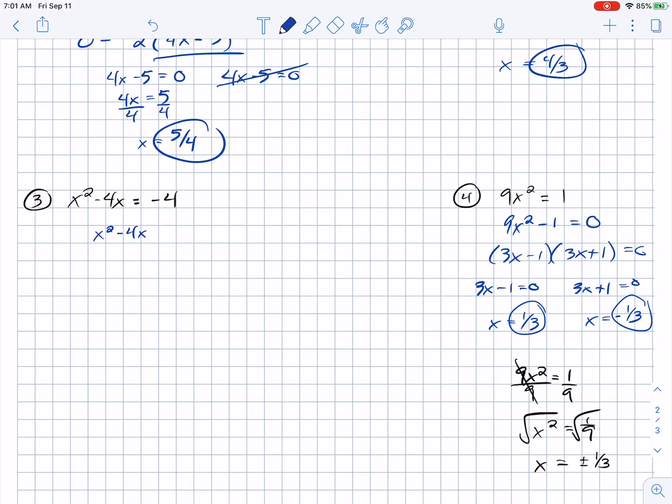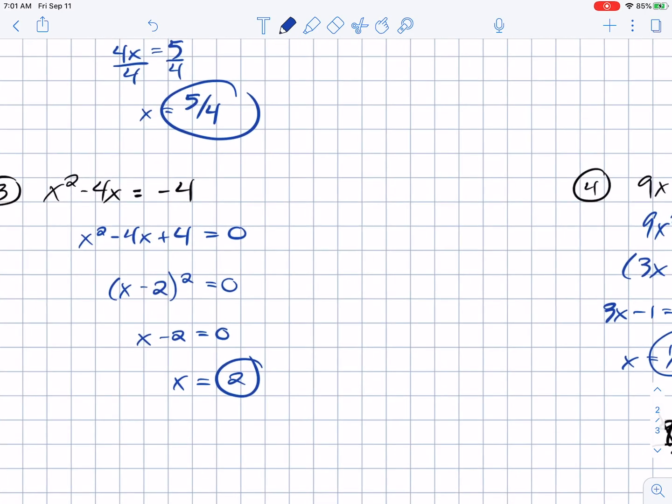Move the 4 over. We have a perfect square trinomial. x minus 2 squared equals 0. You only need to set it equal to 0 once. When you see x minus 2 equals 0 twice, we get one solution at 2.